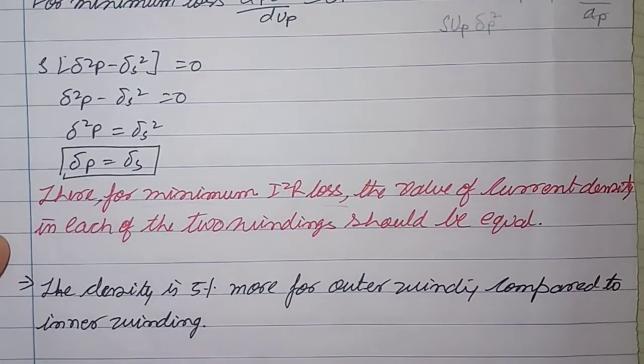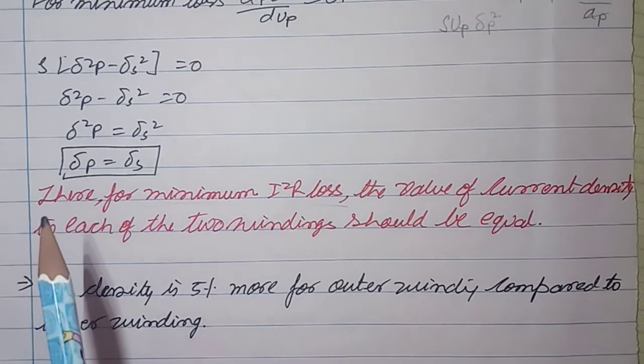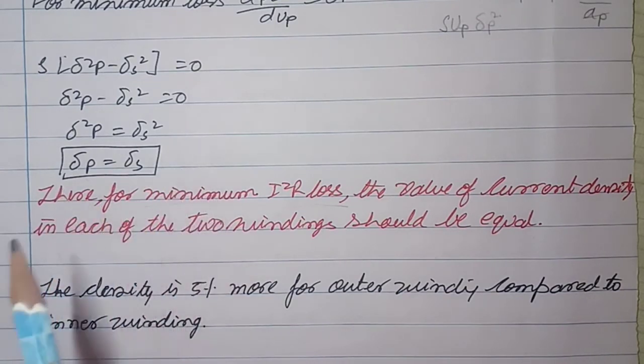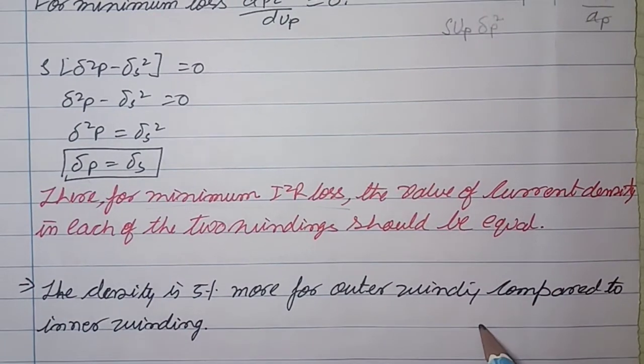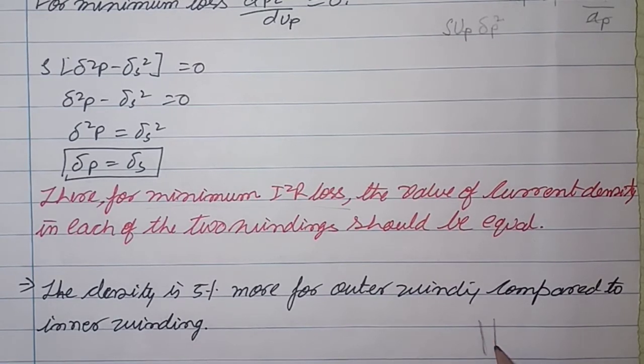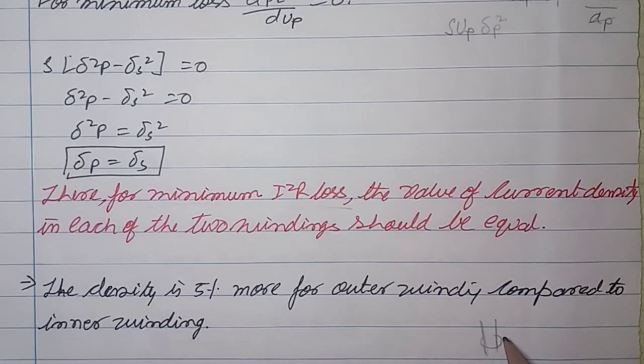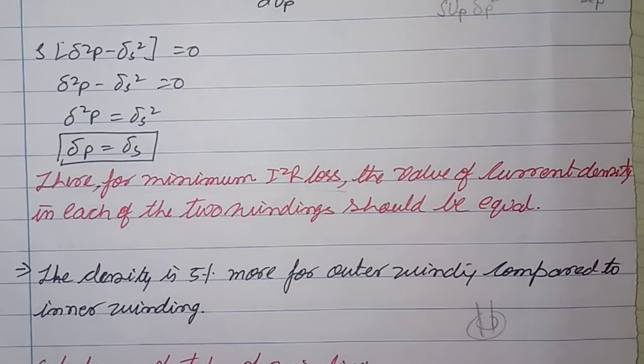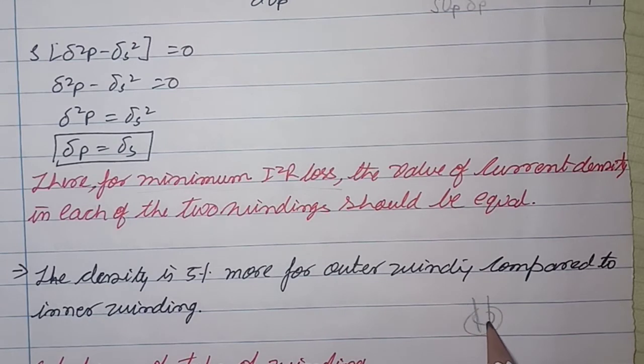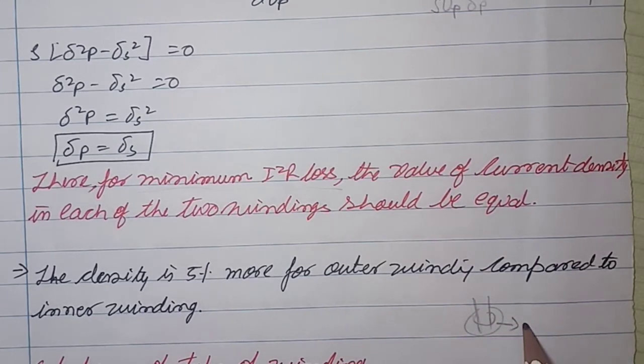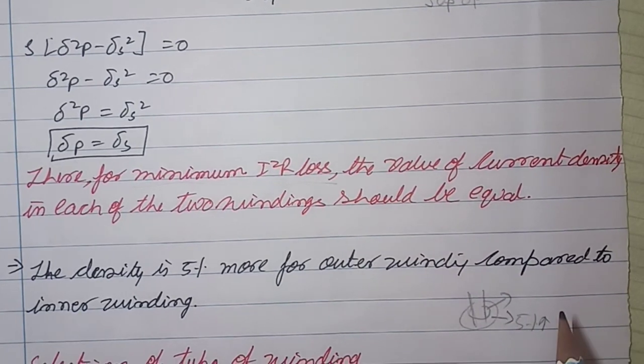And one point to note down here: usually we said that delta P is equal to delta S, but practically, the current density of the outer winding differs. Usually, we have a core, we'll have one winding, and above that we'll have one more winding. This is how the practical arrangement is made. So the outer winding is usually 5% more than the inner winding.